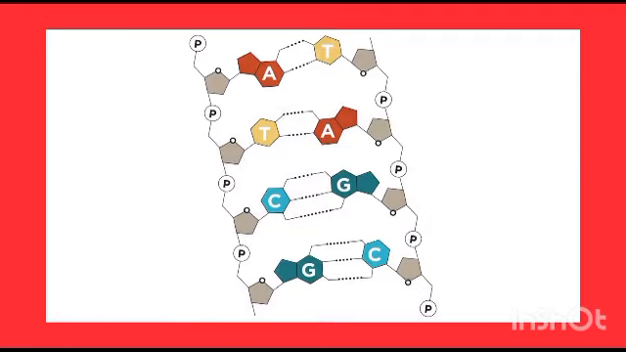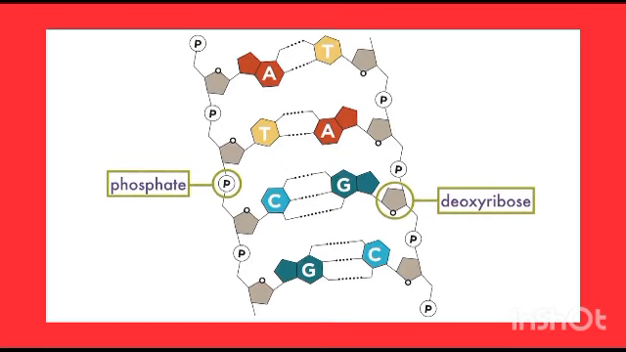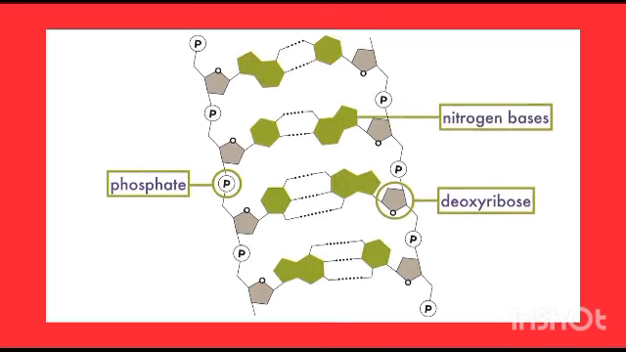They learned that along the sides of the molecule was a backbone made of alternating sugar and phosphate molecules. On the inside, like the rungs of a ladder, are the nitrogen bases. Adenine and thymine form hydrogen bonds together. Cytosine and guanine form hydrogen bonds together.